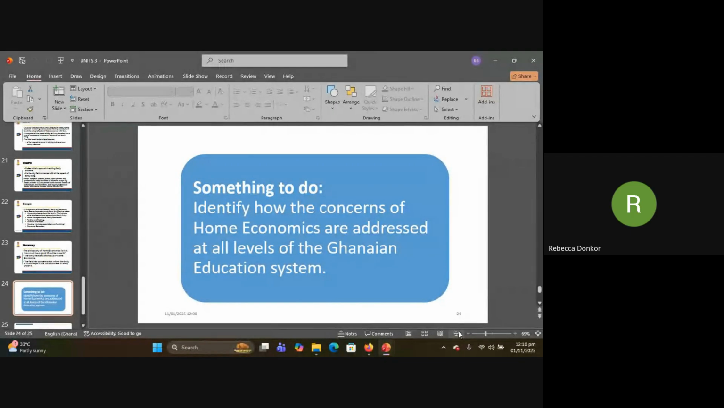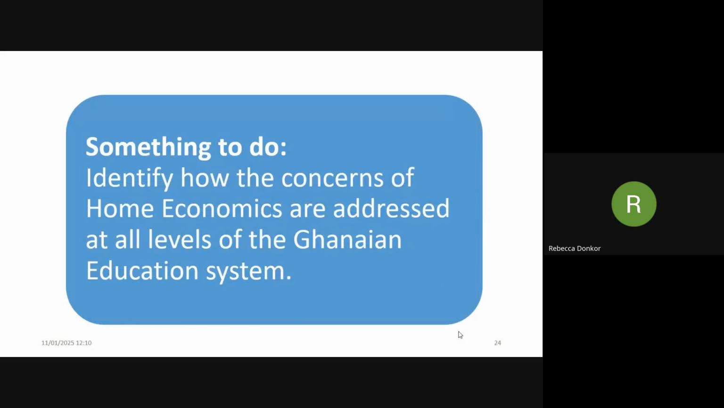Okay, so I'll take the concern of textiles for clothing and for the home. This concern is being addressed at the secondary school, whereby a learner who decides to offer home economics, specifically the clothing and textiles aspect, is taught the various fibers and their characteristics, then also how fabrics are produced and when to put them on. Thank you very much.